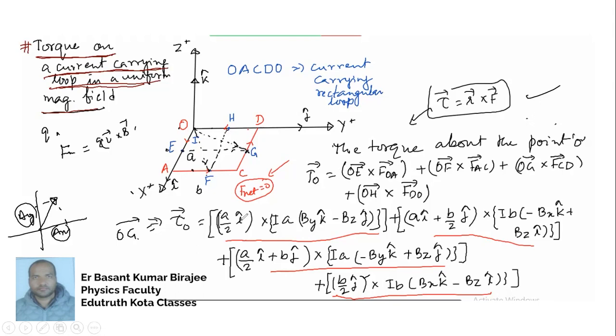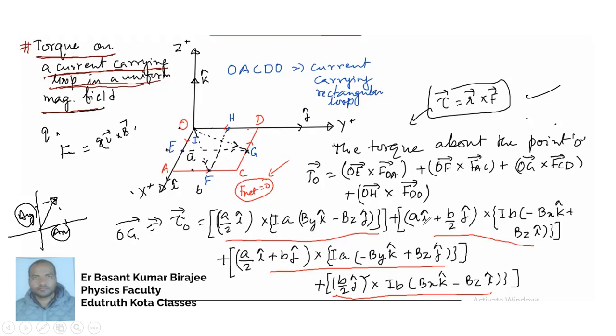We put in the value of the OE vector. This length is A/2, and the direction is i cap. And your FOA force was this one. In the very first slide, we calculated the force FOA. So we have to take the cross product of this. Similarly, we put in the values of the OA vector and the FAC vector.